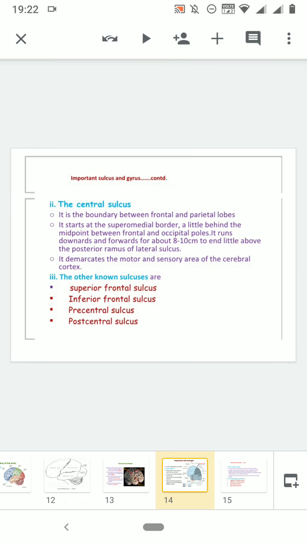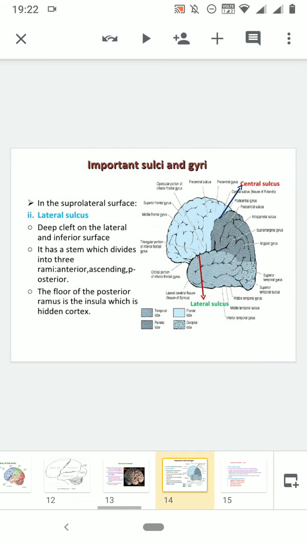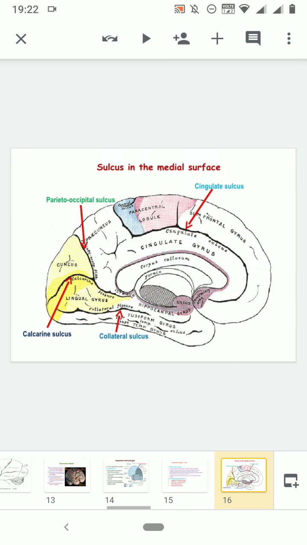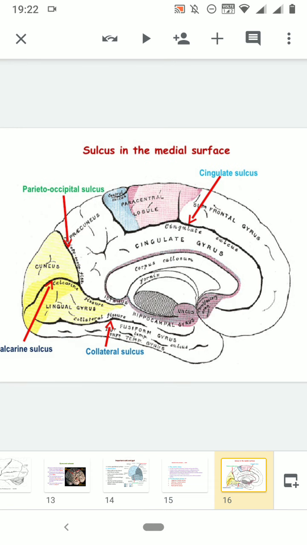Okay, so now coming to the other sulci, you have the superior frontal sulcus and the inferior frontal sulcus. These are all in the frontal lobe. Then the precentral sulcus is in the frontal lobe and the postcentral sulcus comes in the parietal lobe, and these demarcate the premotor cortex and the sensory cortex. Okay.